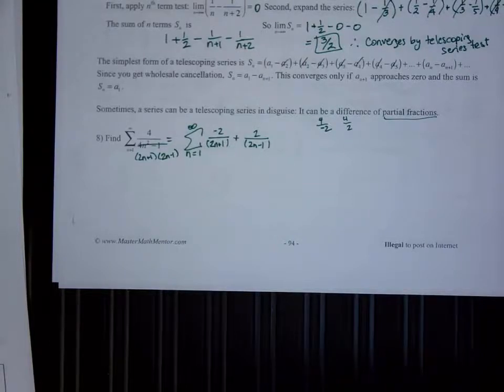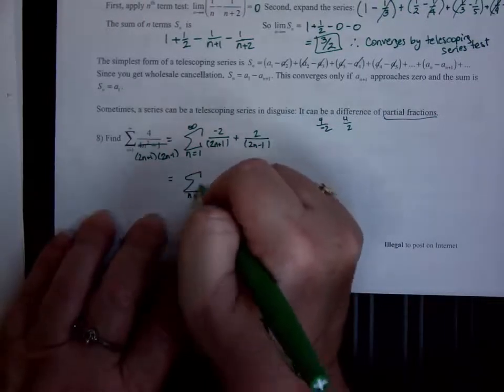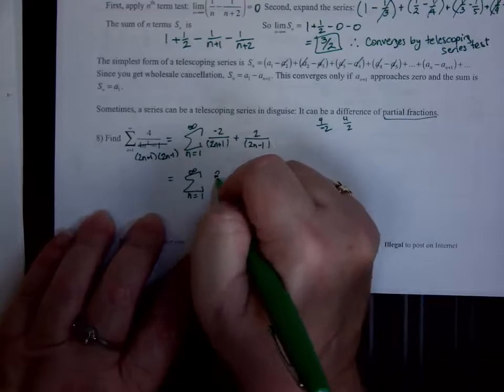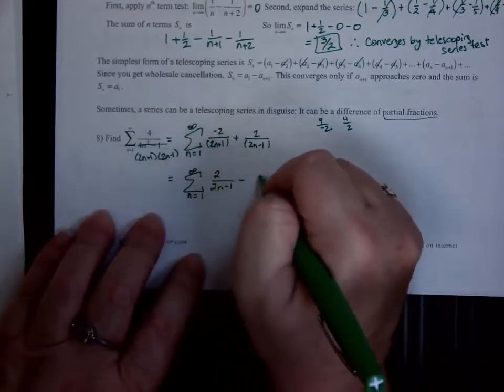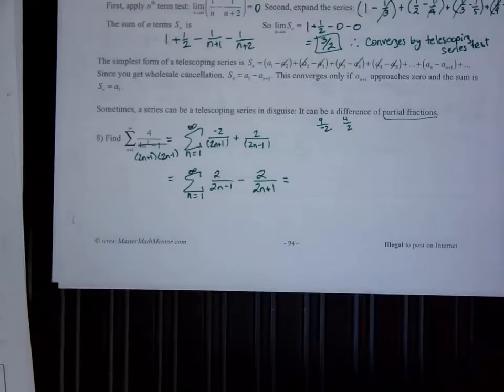So before I go any farther, I need to switch them. N equals 1 to infinity. I want to put the 2 over 2n minus 1 first. I want them to be subtracted because it makes all the canceling look much nicer. It works out nicer if you do it this way.